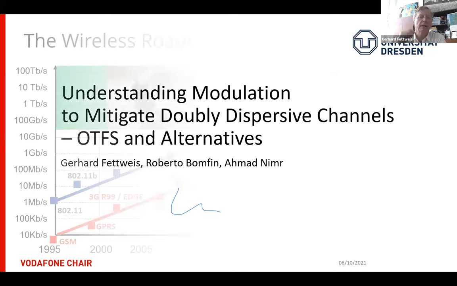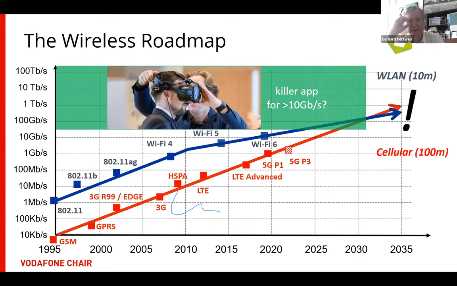As you know, I've been talking about this wireless roadmap for many years, and this has nothing to do with OTFS. This is just about data rates that increase 10x every 5 years, or 100x from generation to generation, from 2G to 3G to 4G to 5G. And that means sooner or later, the red arrow hits the terabit per second. That would be 6.5G. So within the era of 6G, we're going to go from maybe 100 gigabit per second to a terabit per second.